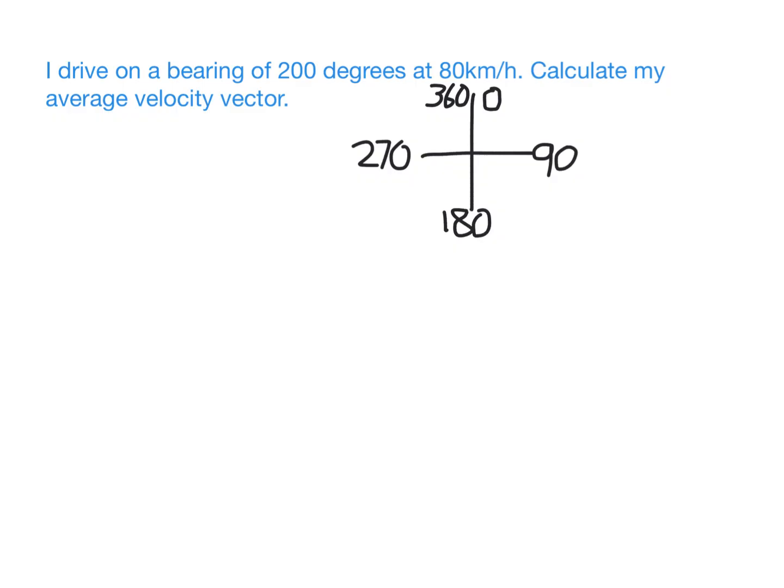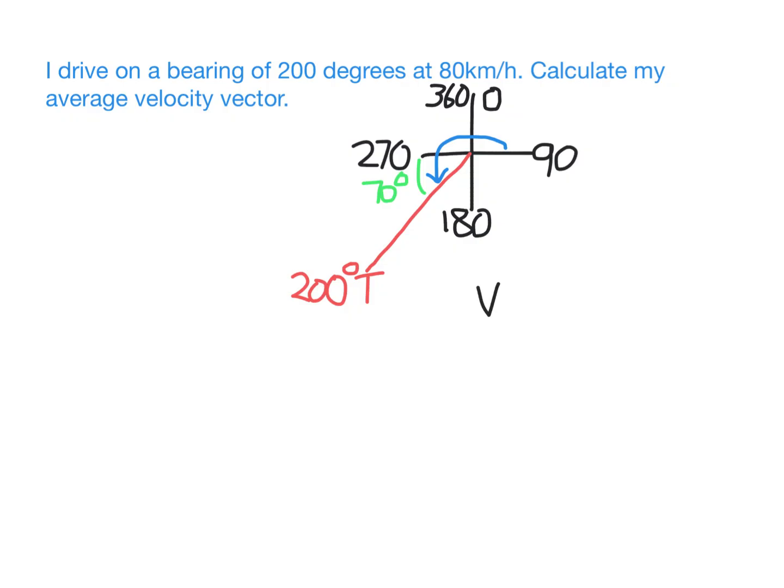So our first goal here is, if I'm going down here at 200 degrees bearing, what I have to do is convert that into the normal angle that we use for direction. So the normal angle we use for direction is from the positive x-axis going in an anti-clockwise direction. So for a 200-degree bearing, this angle in here will be 70. So the direction of the vector is 180 plus 70, which is 250.